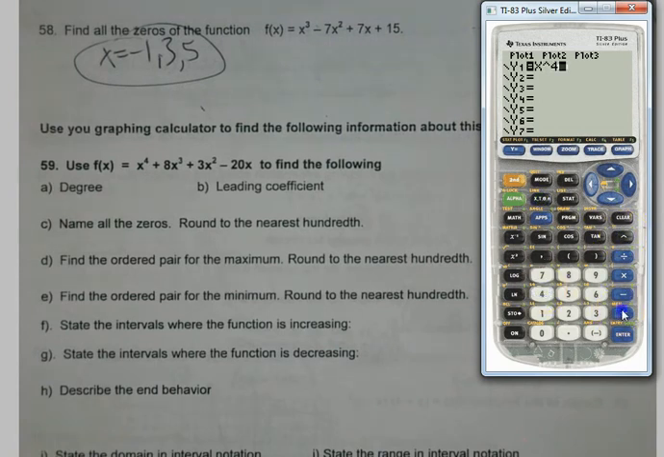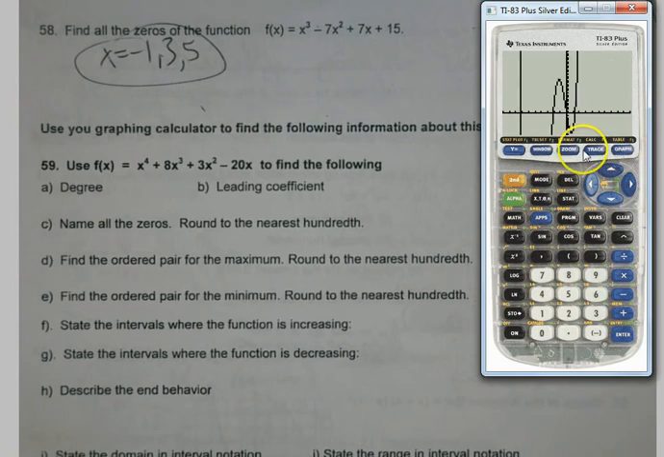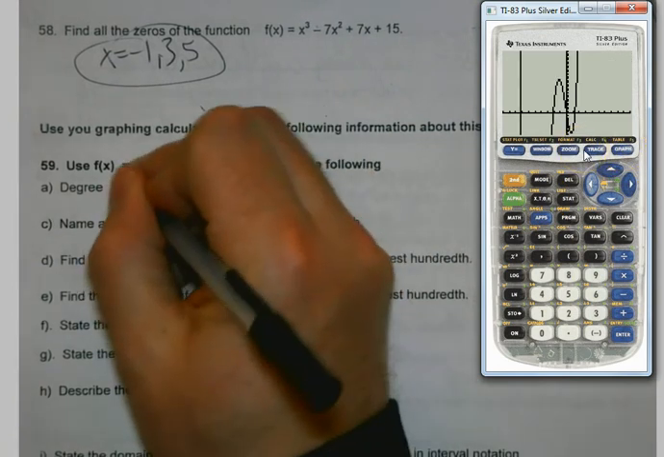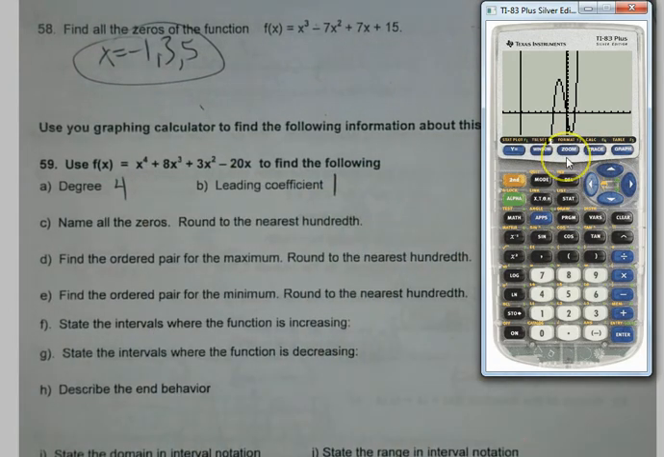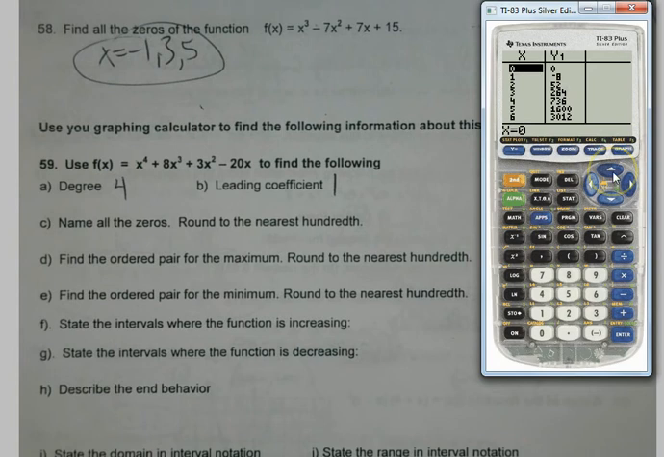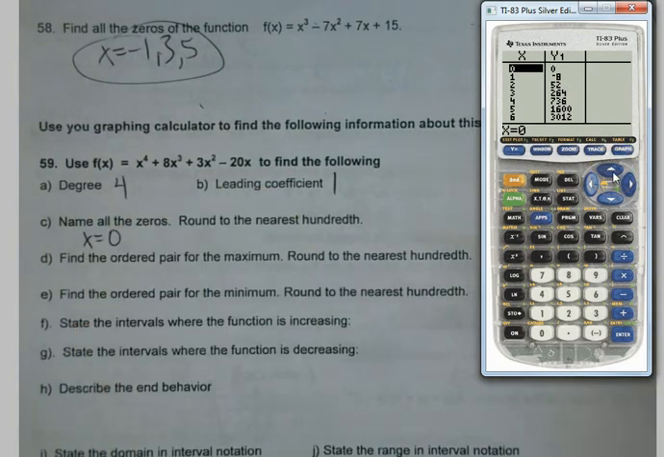X to the 4th plus 8x to the 3rd plus 3x squared minus 20x. Go. Okay, degree 4. Lead coefficient 1. Okay, zeros. I'm gonna get lucky. Okay. Got 1 at 0. And we're not going to get much other help. So, okay.